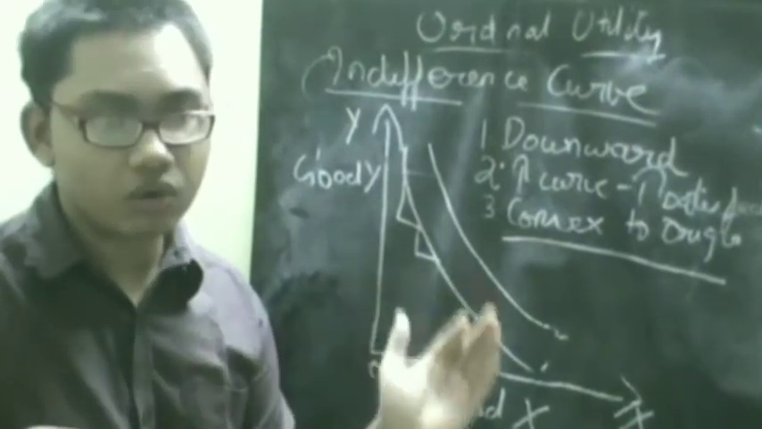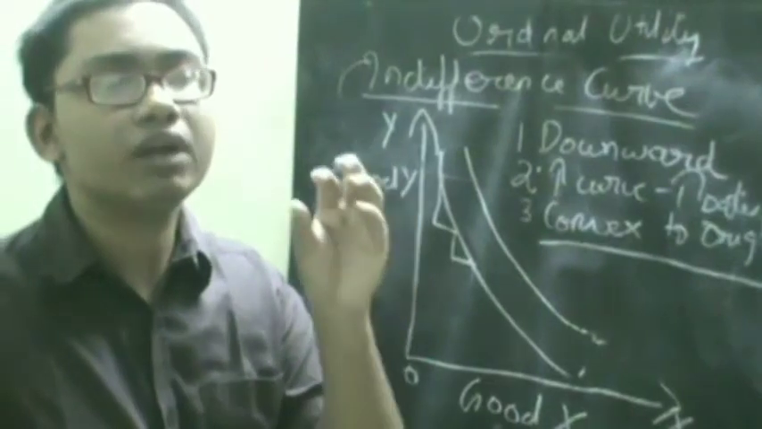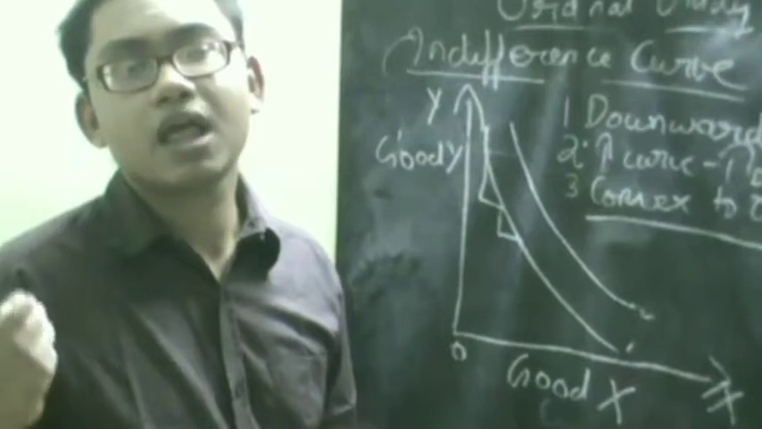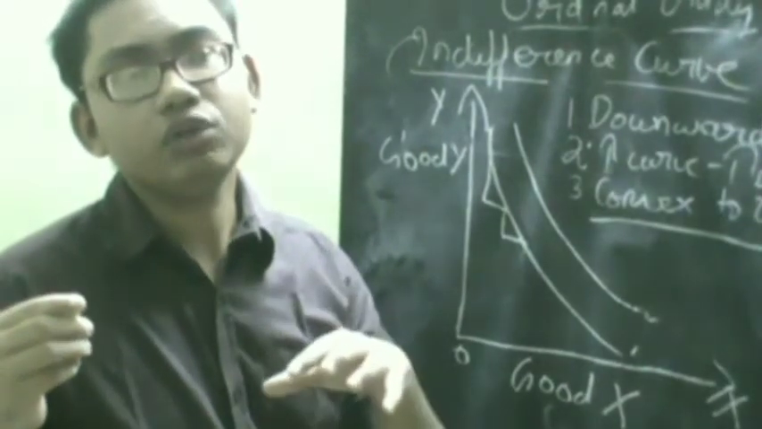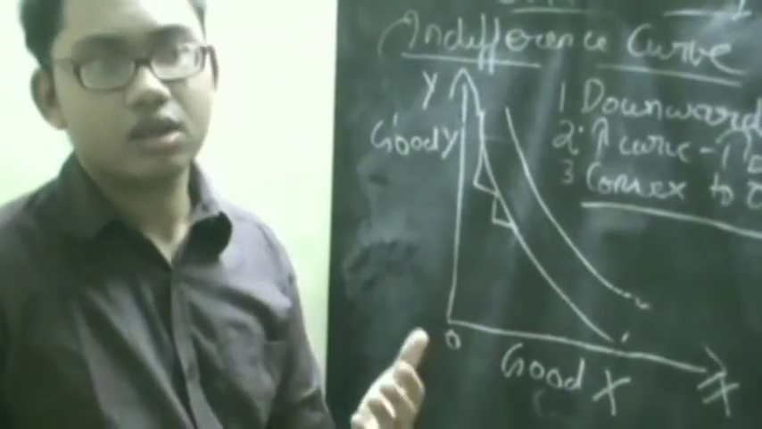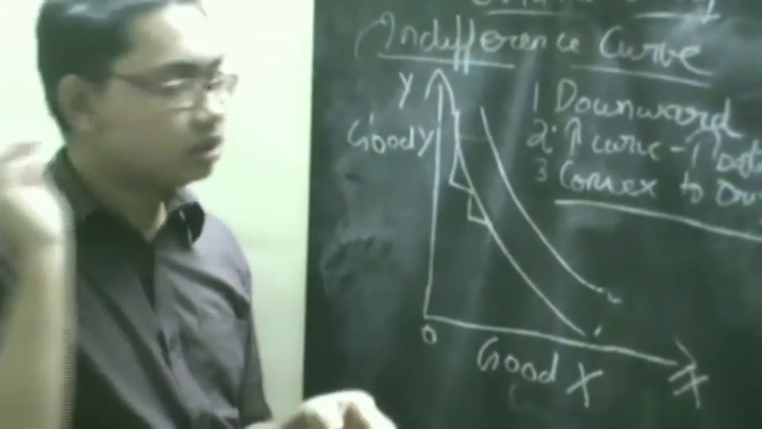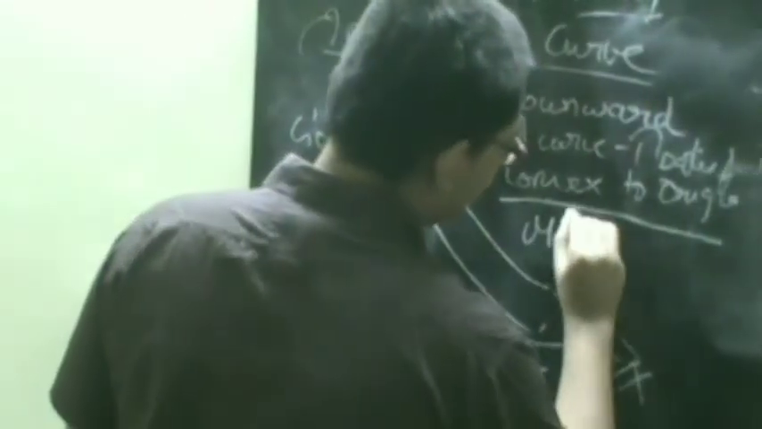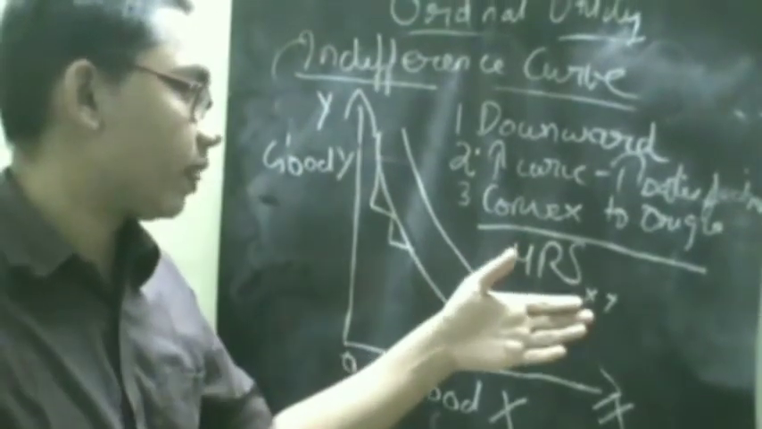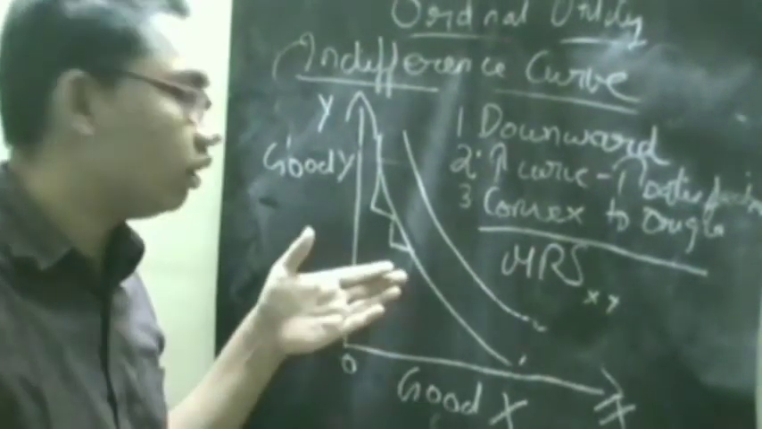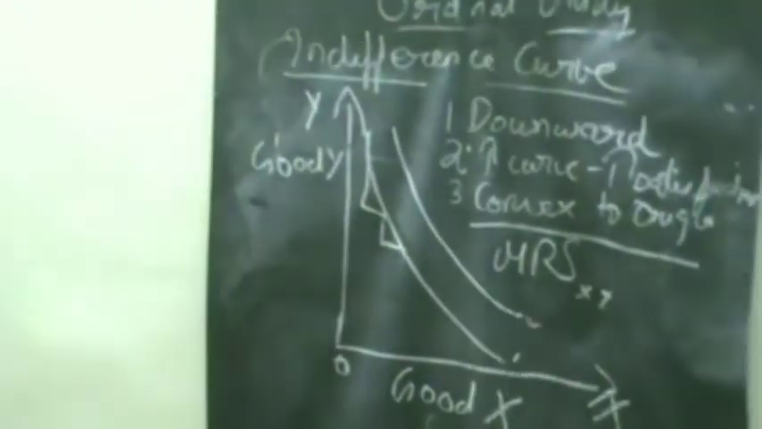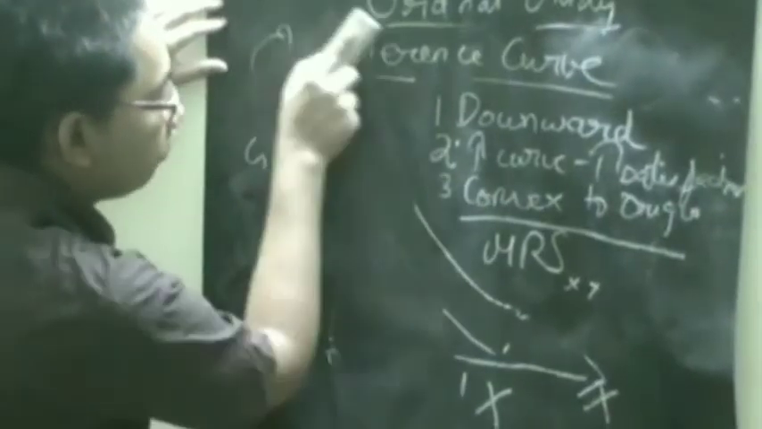But slowly as it goes on and on, the consumer will be willing to give up less and less of Y in order to get good X. So the consumer will have less and less tendency to give up good Y because Y is getting scarce. So the slope will be reducing. This slope is called the marginal rate of substitution of X for Y, MRS XY. This is the slope of the indifference curve and this slope will go on decreasing. This is one of the basic properties of the indifference curve.